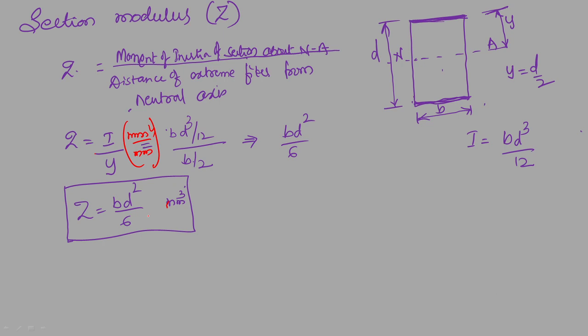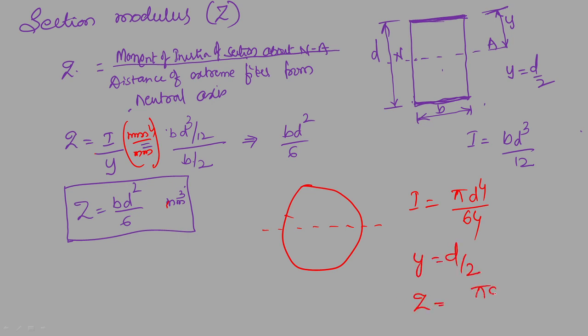Similarly, if you go for a circular cross section, what is the value of I for a circular cross section? This is pi d to the power of 4 divided by 64, and y equal to d by 2. So now z equal to what? Pi d cube by 32. Now you please remember all these formulas. Similarly, you can use it for hollow sections.